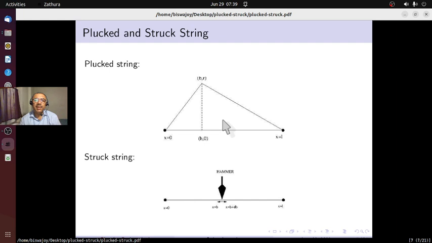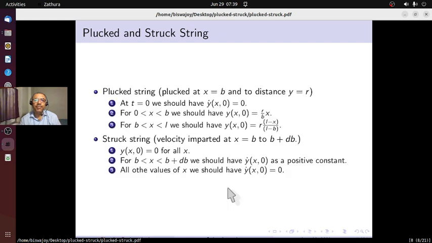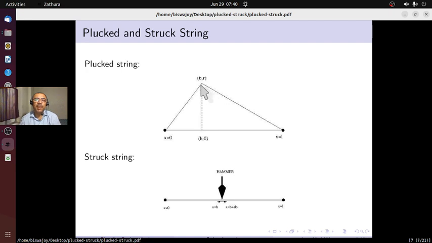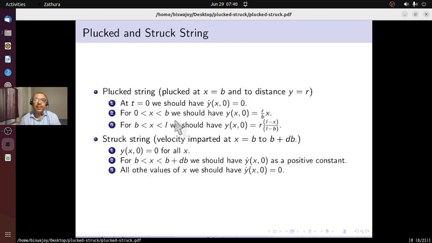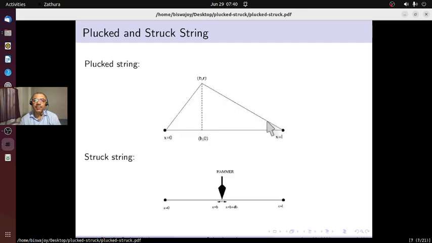Now looking at these pictures, we can write down the initial conditions for plucked string and struck string. For plucked string, at t equal to 0, there is no velocity, but there is displacement. So from x equal to 0 to b, there is a displacement coming from this part of the picture, and from b to L, we should have a displacement r into (L minus x) by L, this part of the picture.